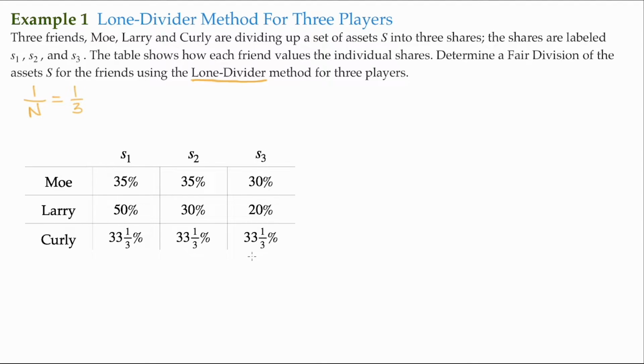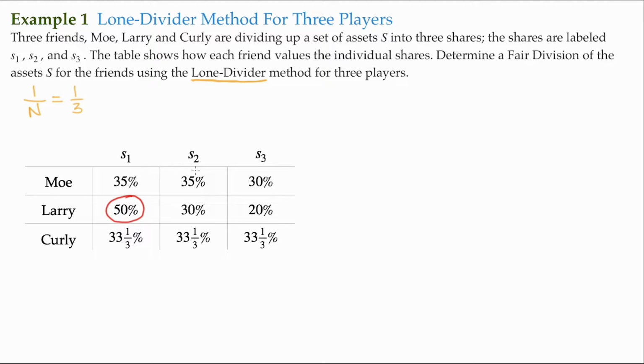And what would be a fair share? Well, at least 33 1/3% of the asset. So as we look at the table here, the only fair shares to Mo are share 1 and share 2, both at 35%. Don't forget, Mo expects to get at least 33 1/3%, so these are fair shares to Mo. The only fair share to Larry is share 1. So since that's the only fair share to Larry, Larry's going to have to get share 1. So I'm just going to circle it.